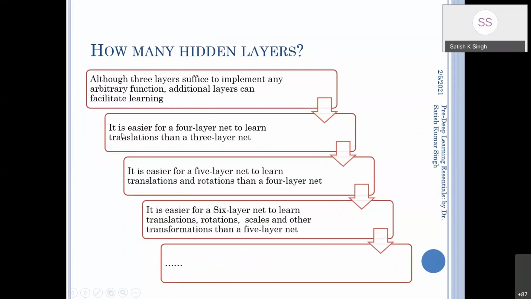What kind of learning? It is easier for a 4-layer net to learn translation than a 3-layer net. It means if there is intra-class variability, then you increase the number of layers. So rather than using 3 layers, you add a 4th. Rotation, scale and other transformations need a 5-layer net.